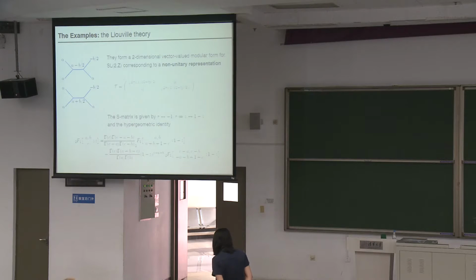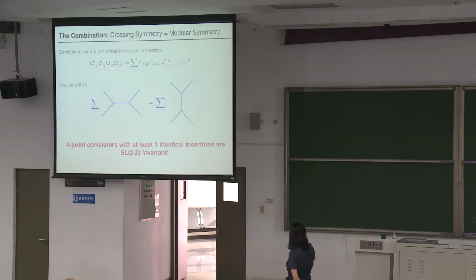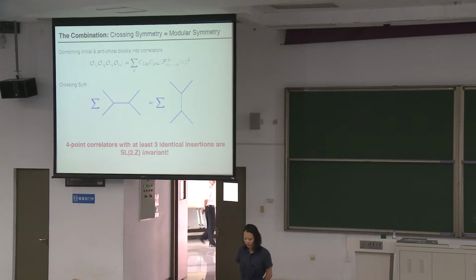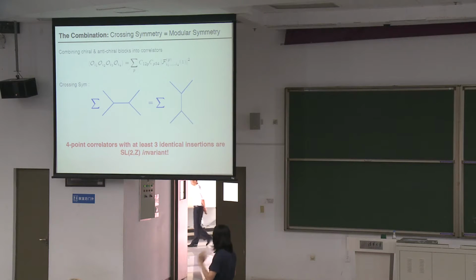Okay, so these are conformal blocks. But now you can also put conformal blocks together into four-point correlators. And now, clearly, they have to be invariant under this monodromy because we have the chiral and anti-chiral part. And they also have to satisfy crossing symmetries. So you get this statement that four-point correlators with three identical insertions are SL2Z invariant. That is the statement of the crossing symmetry. Of course, there's also an analogous statement when you have non-identical insertions.